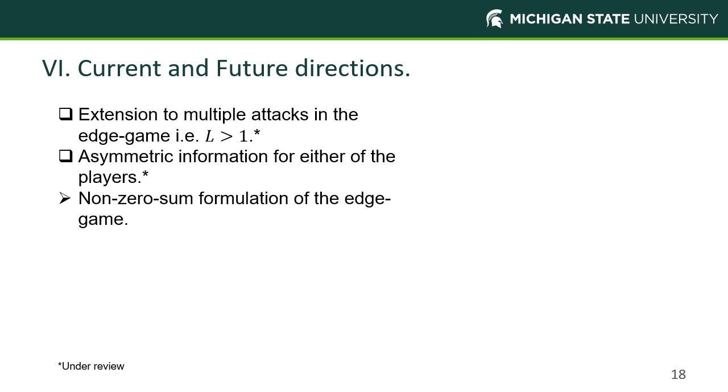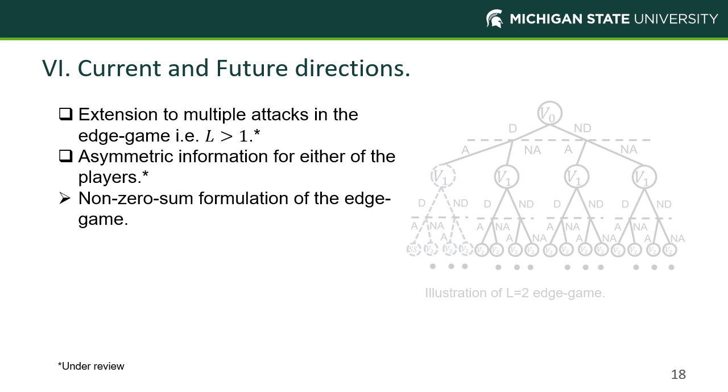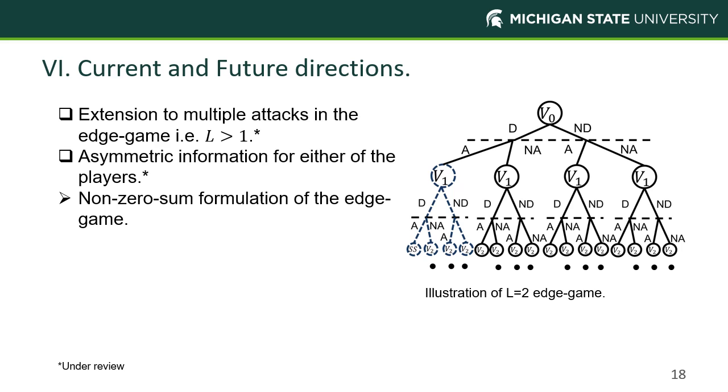Finally, coming to the current and future directions, the current work under review is the inclusion of multiple attacks in the edge game. The game tree illustrates where the stopping state is reached after two concurrent attack-defense action pairs. We also worked on asymmetric information for either the defender or attacker, that is, what would happen if the defender was unaware of the game state at any stage, and how would the solution look? Finally, we can also explore a non-zero-sum edge game where the attacker and defender might care about different objectives.